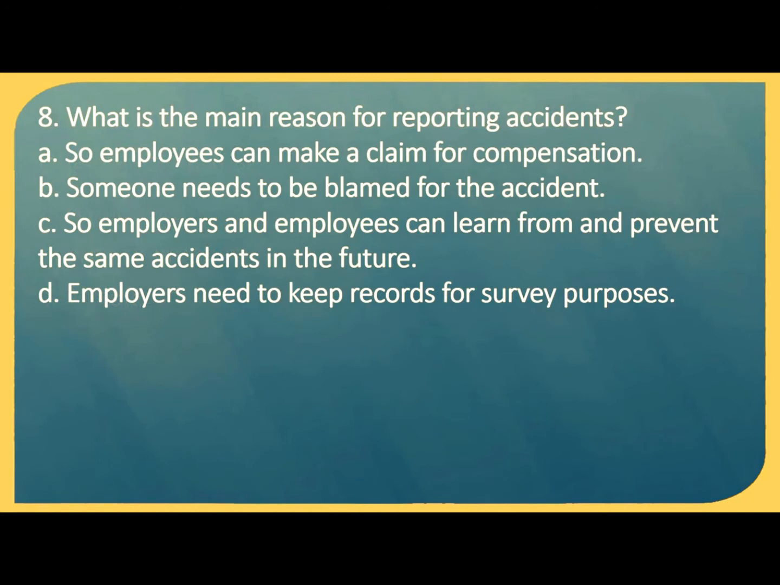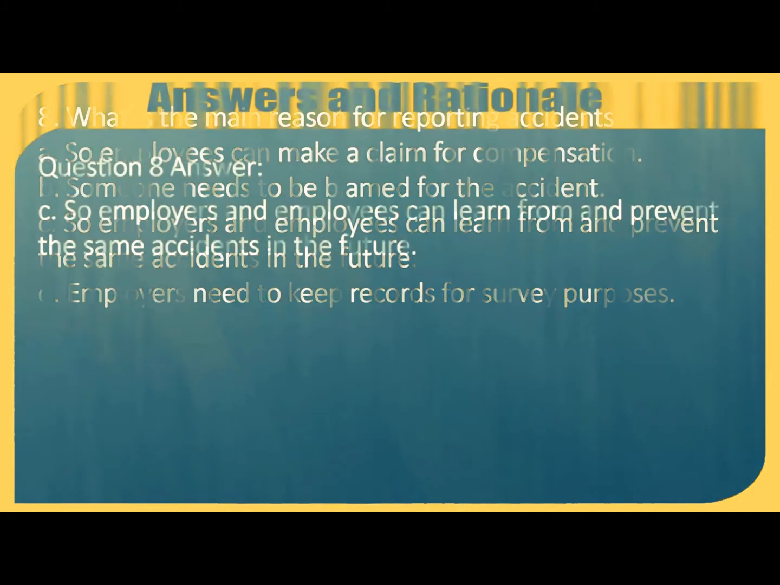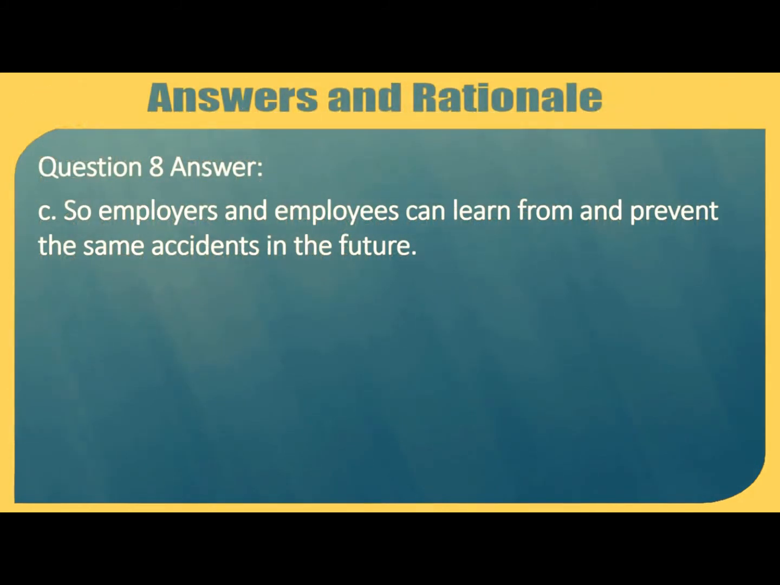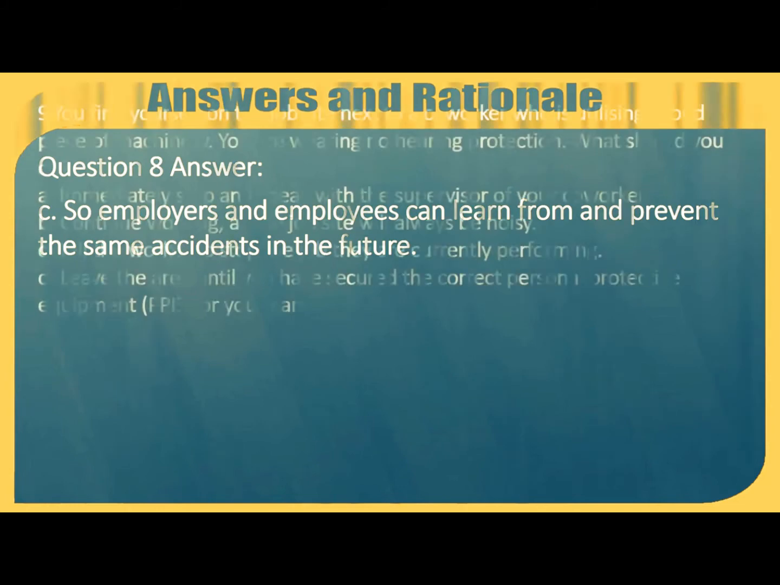Question 8. What is the main reason for reporting accidents? A. So employees can make a claim for compensation. B. Someone needs to be blamed for the accident. C. So employers and employees can learn from and prevent the same accidents in the future. D. Employers need to keep records for survey purposes. Question 8. Answer C. So employers and employees can learn from and prevent the same accidents in the future.